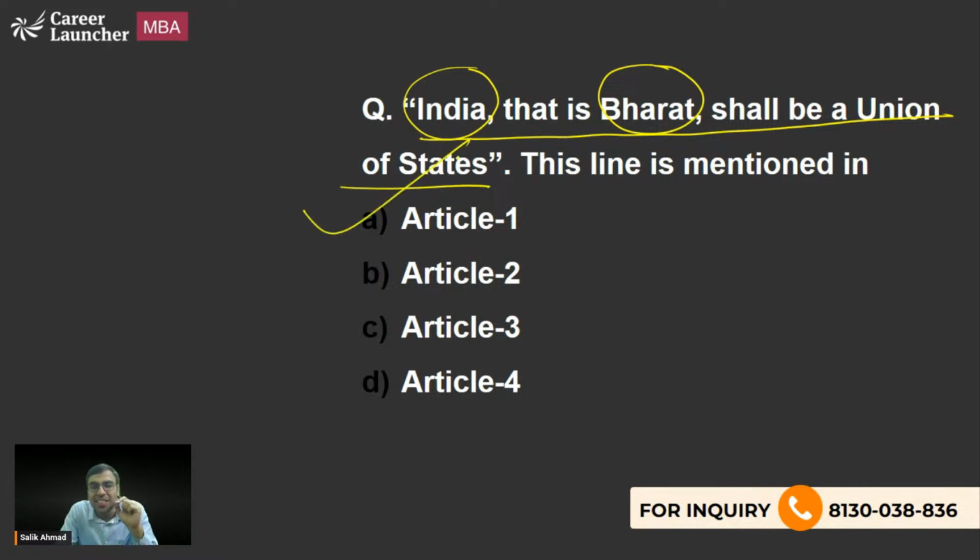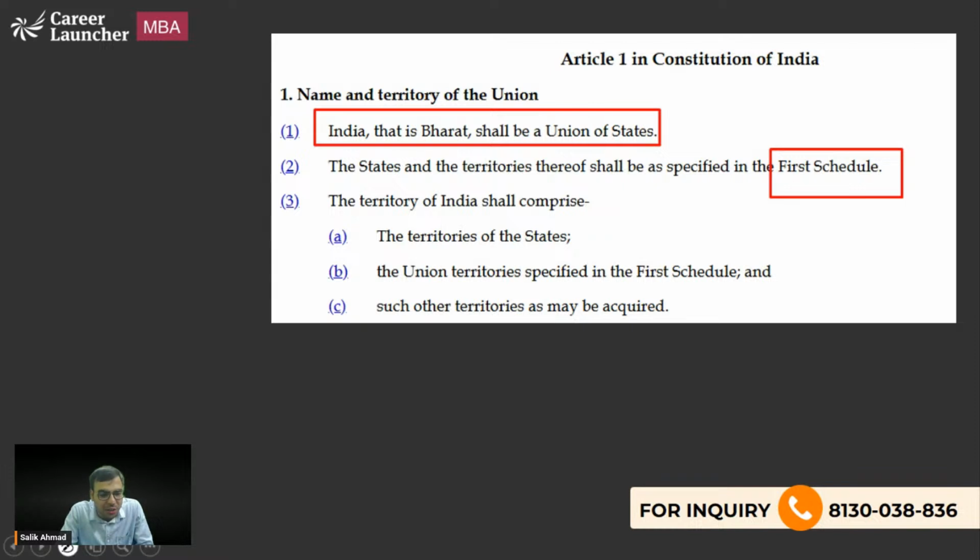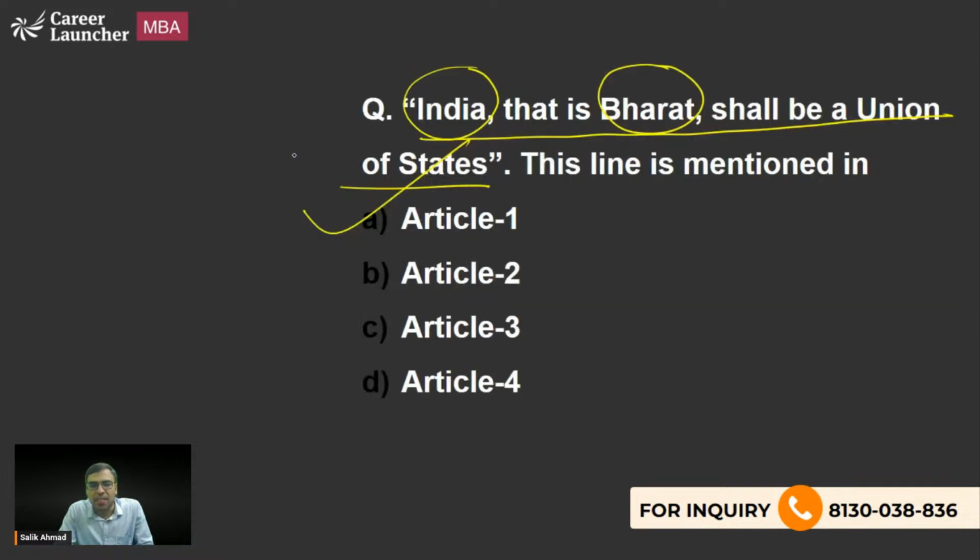The right answer is the first article. Actually, the first article of the Indian Constitution, the first line says, India, that is Bharat, shall be a union of states. So basically, India is Bharat. It is clearly mentioned in the Constitution.